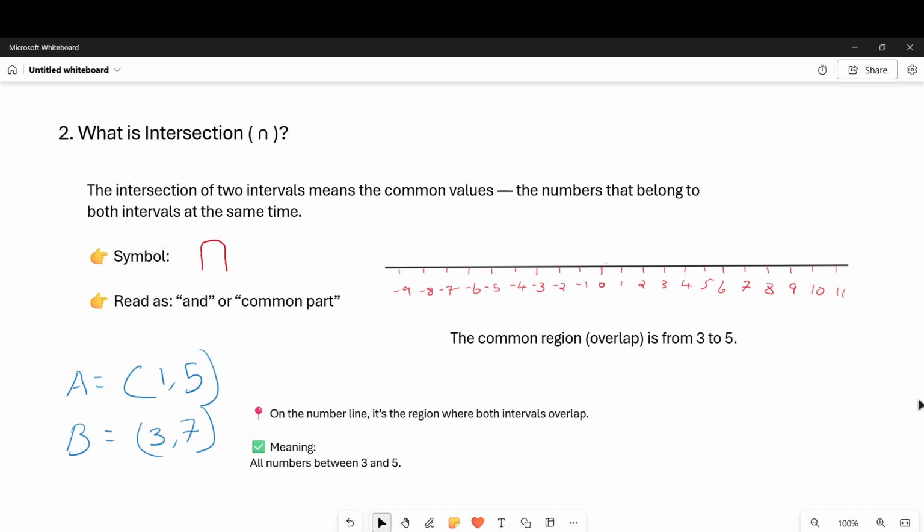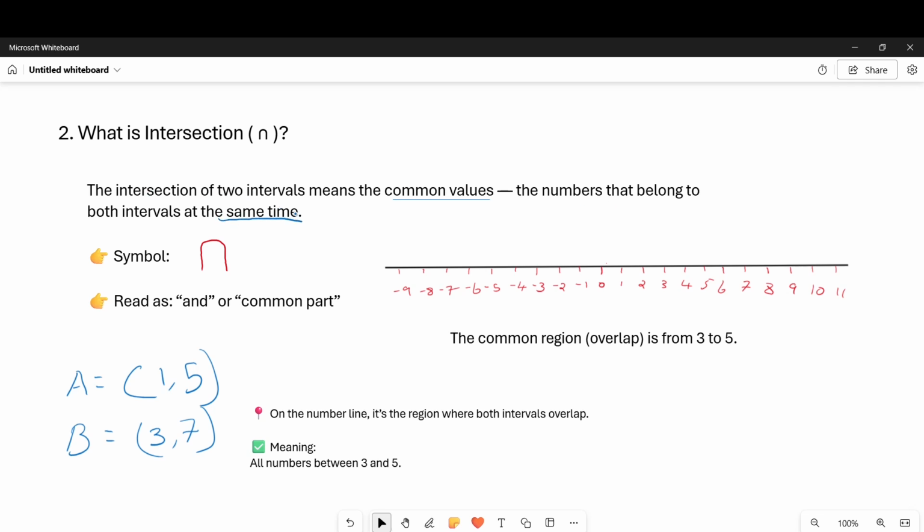Okay, so next we are going to see intersection. What is intersection? See the symbol, it's a reverse sign of U. It looks like an n. Let's start with the definition. An intersection of two intervals means the common values. The very important point is common values: the numbers that belong to both intervals at the same time.